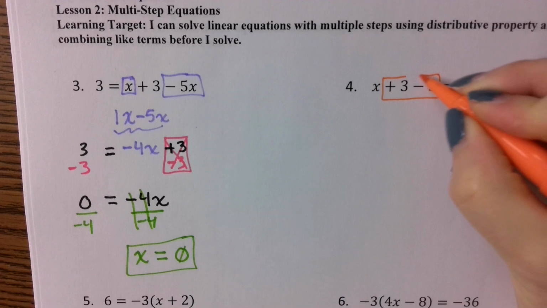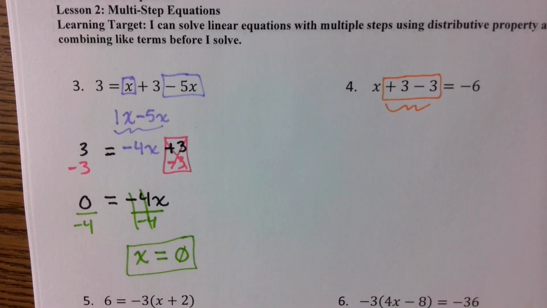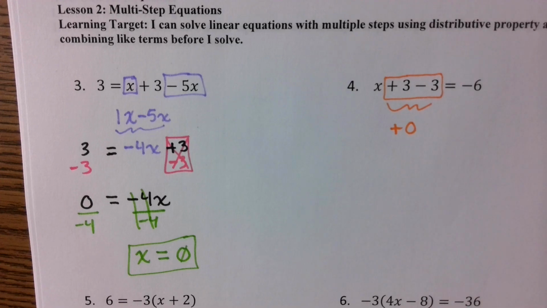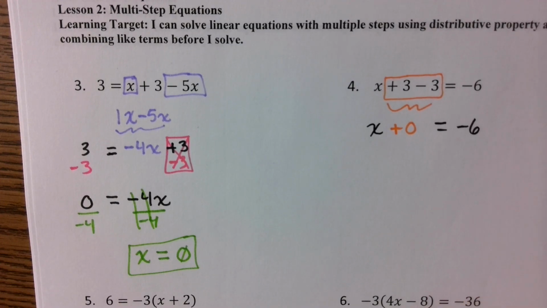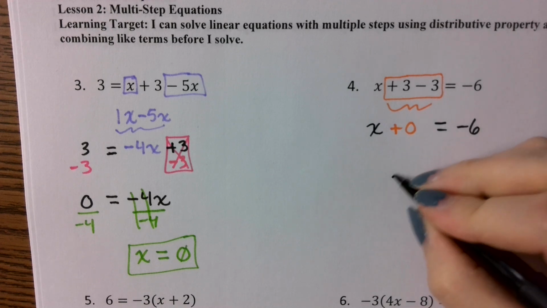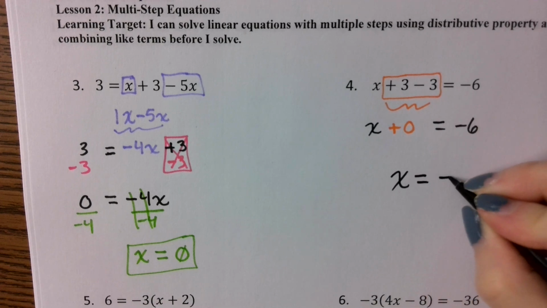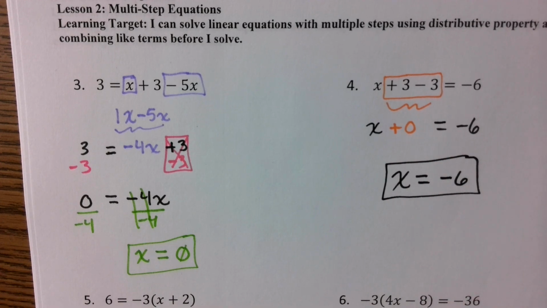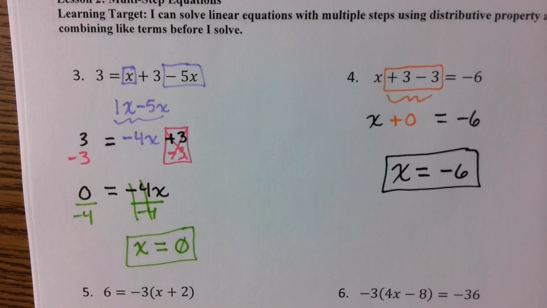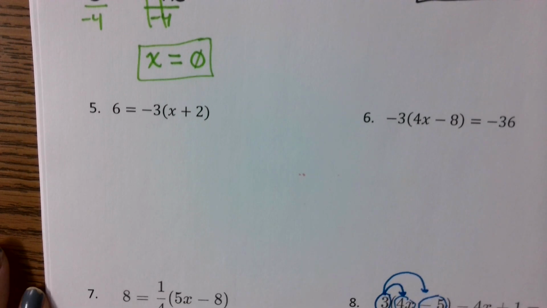I can combine the 3 and the negative 3, and what is that going to give me? 0. So I could write, oh, it's plus 0 or minus 0. It's perfectly fine if you want to do that. But is it necessary? Do I have to write the 0? No. So in the end, what is my answer? X is equal to negative 6. Yes, sometimes they are going to be that easy. Other times they're not.